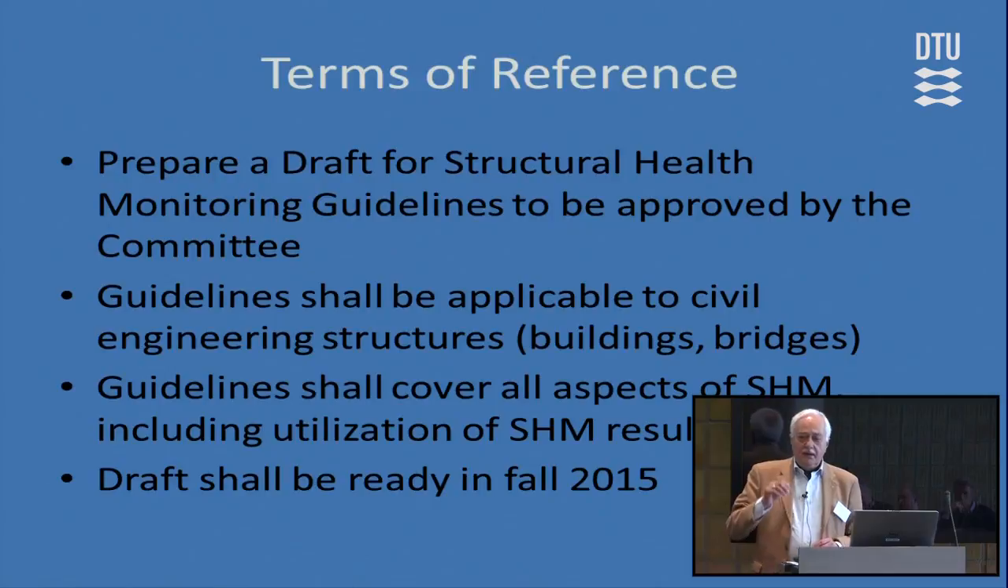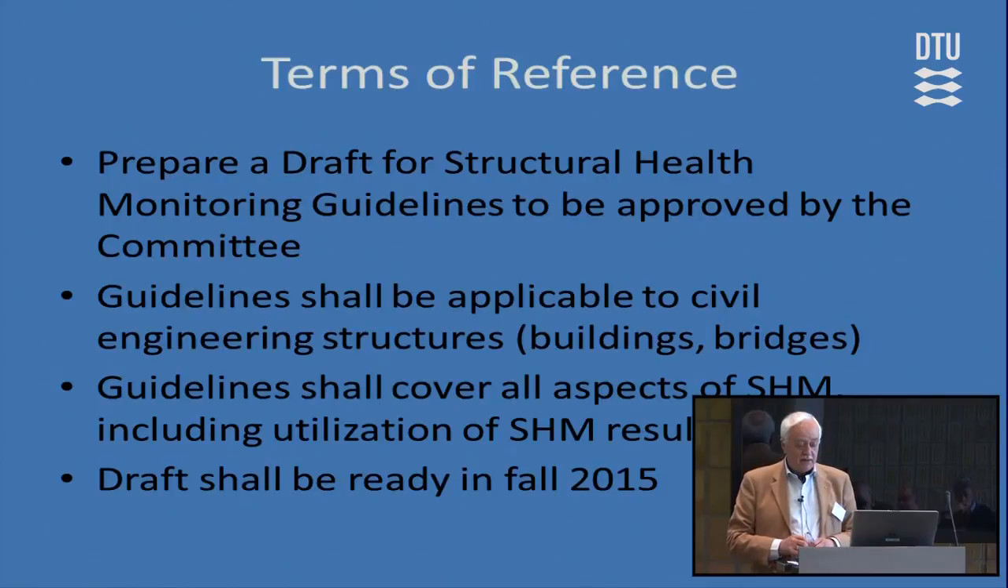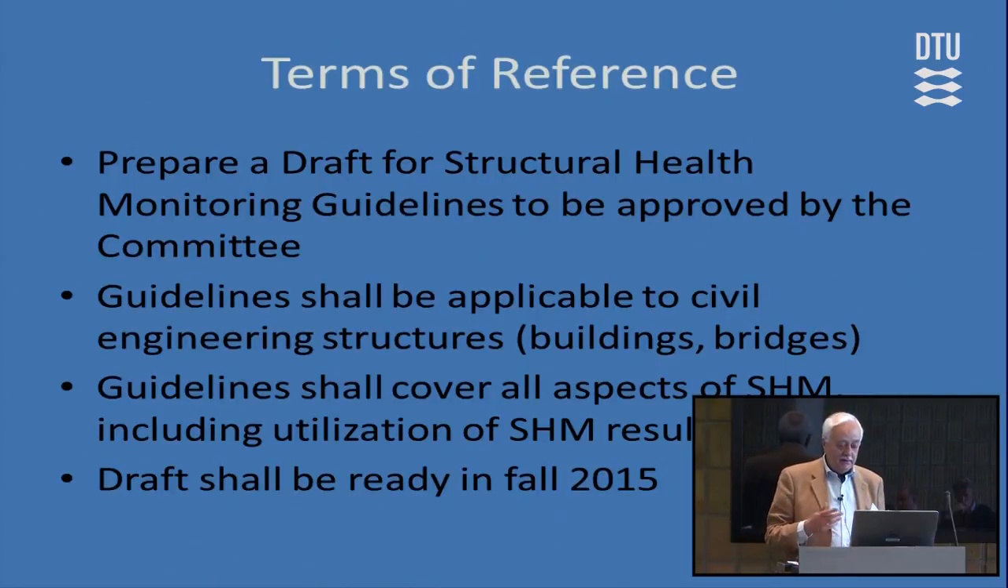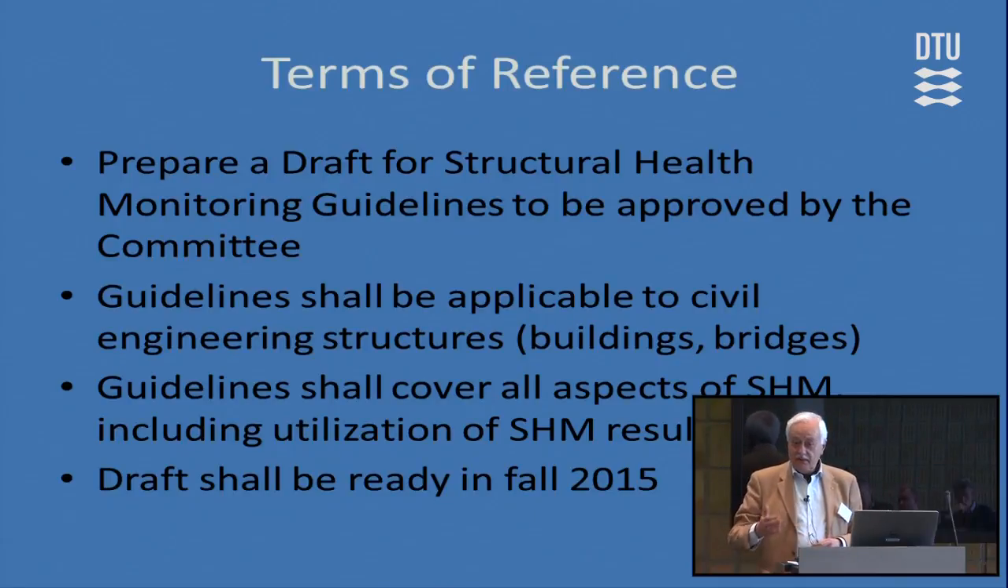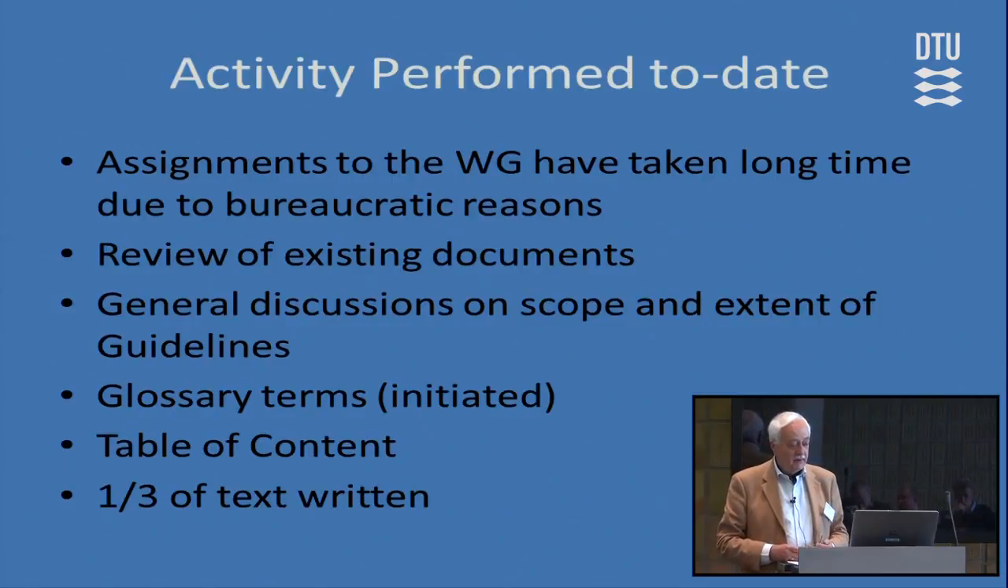The terms of reference that have been given to the group are listed here. The main scope is to prepare a draft for structural monitoring guidelines to be approved by the committee in the form of a technical report. The main focus is that they should be applicable to civil engineering structures, mainly buildings and bridges, but not only, or similar structures in the civil engineering field that can have similar problems in monitoring. The guidelines should cover all aspects of structural health monitoring, including the utilization of the results coming from it. Originally, the term should have ended in March 2015, but it has been postponed to fall 2015, also because assignments to the working group took a long time due to bureaucratic reasons.